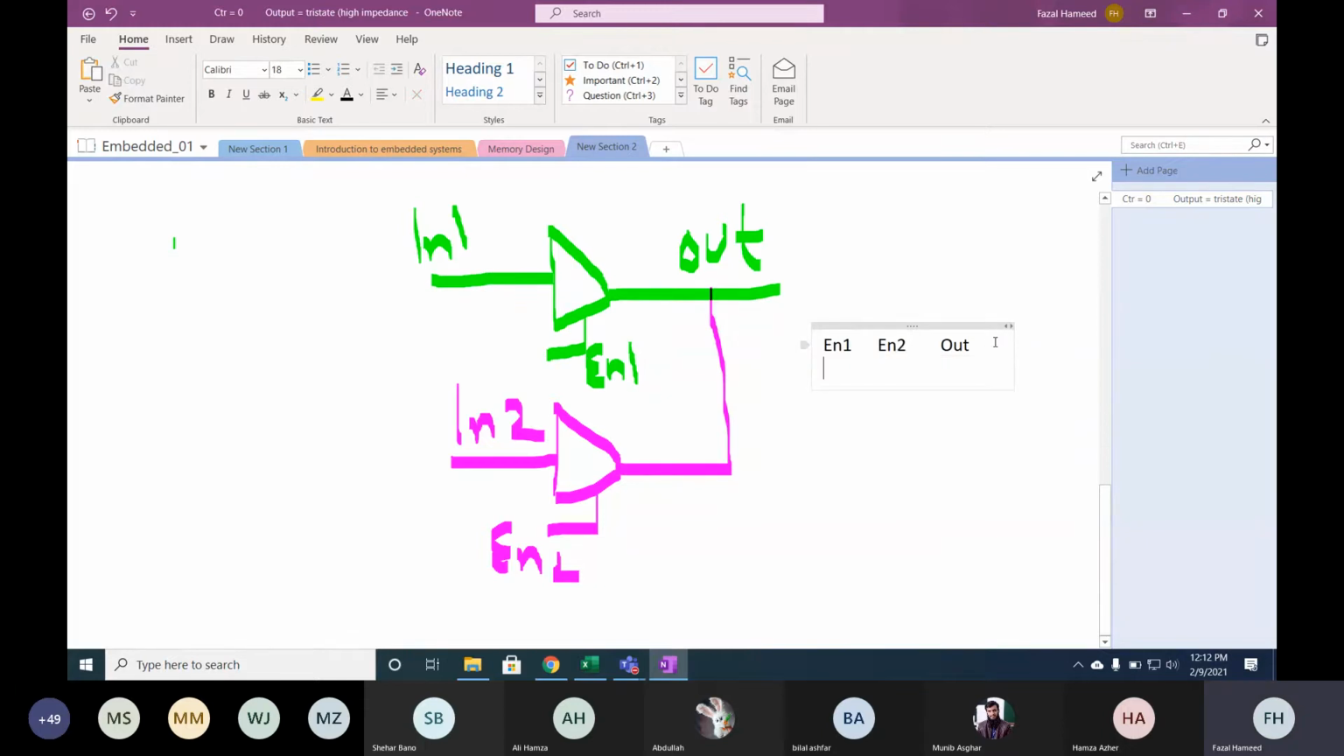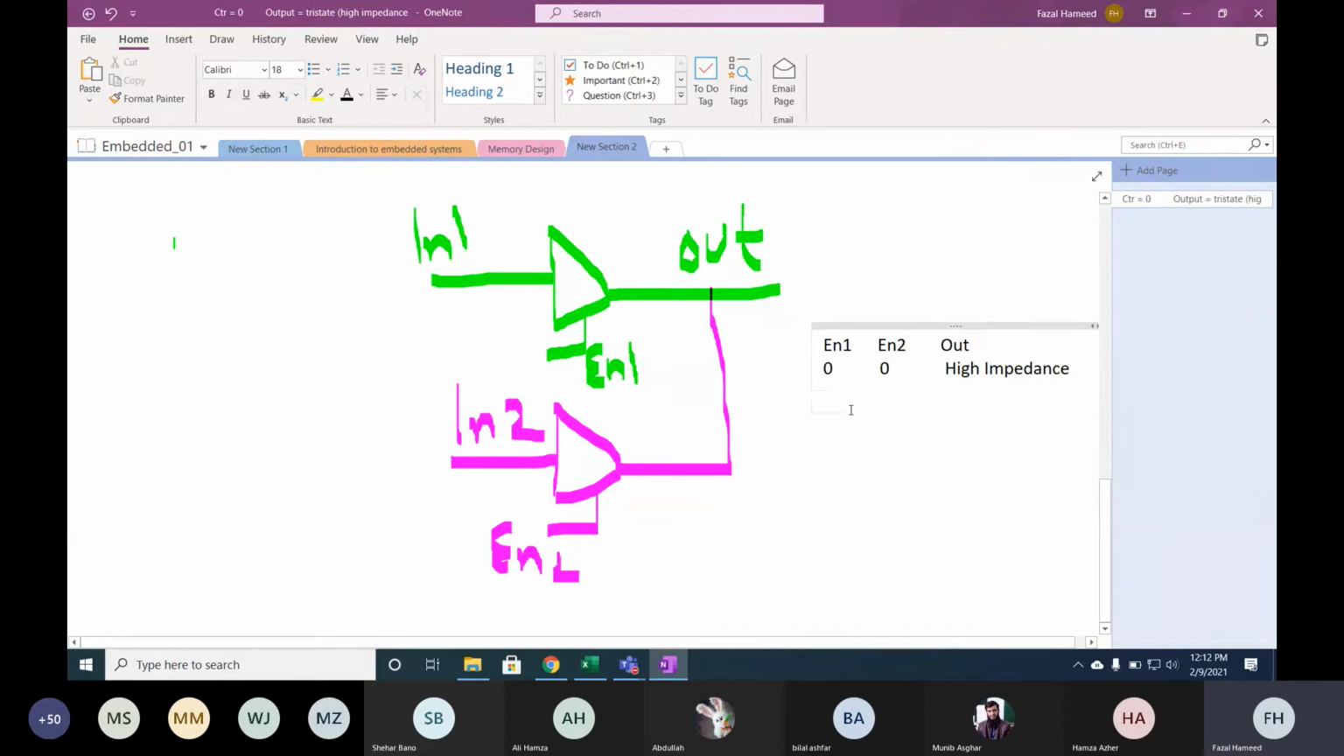Now the first possibility, when enable 1 is 0 and enable 2 is 0, what will be the output? High impedance. Why? Because both switches will be disconnected. The first switch is disconnected, the second switch is also disconnected, so the output will be high impedance.